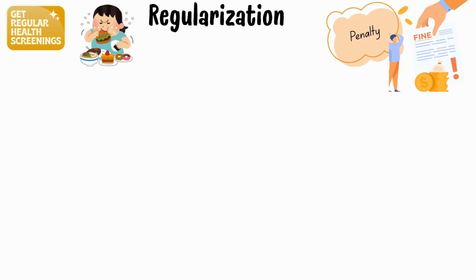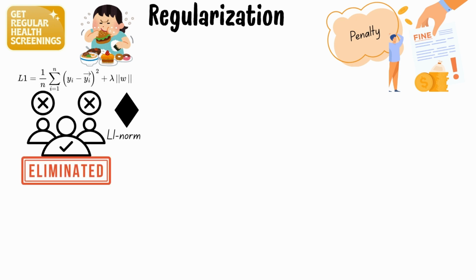This penalty discourages the model from blowing up the weights, forcing it to stay simpler and generalize better. L1 regularization, also called lasso regularization, with diamond penalty. With L1 regularization, the penalty is the sum of absolute values. Here, weights are not just reduced, they are driven all the way to zero.